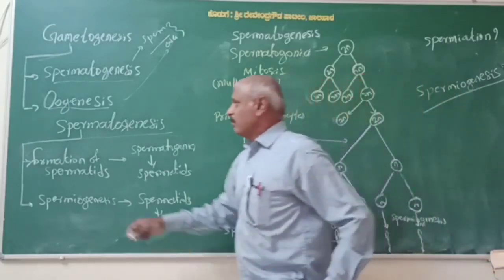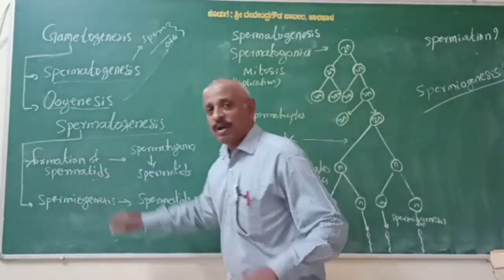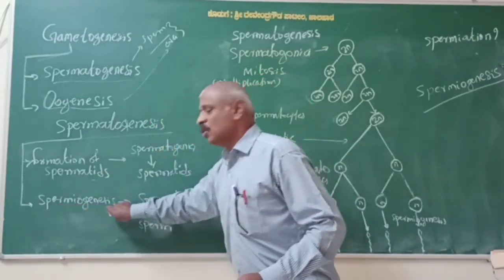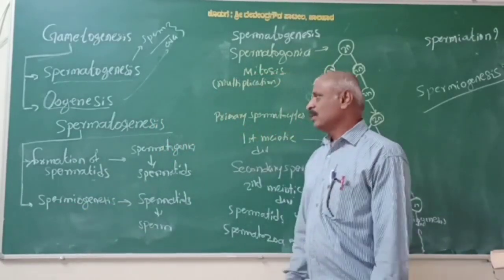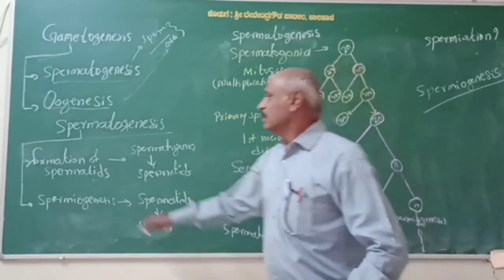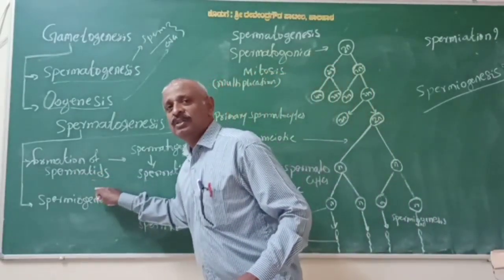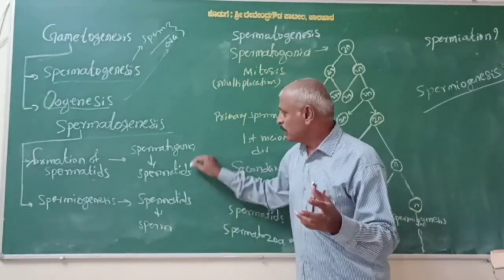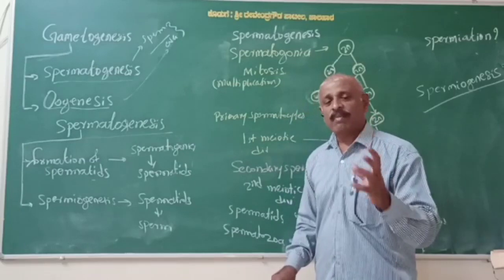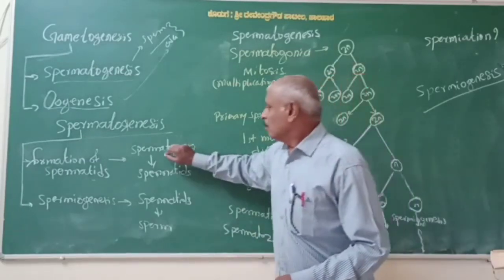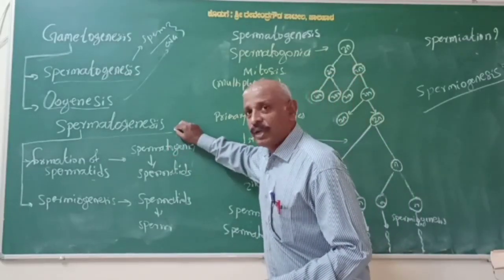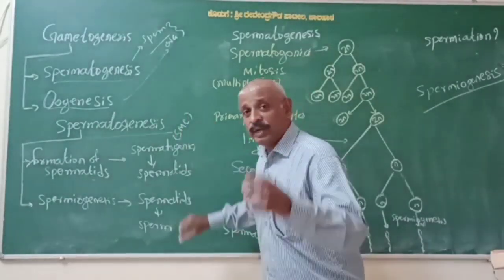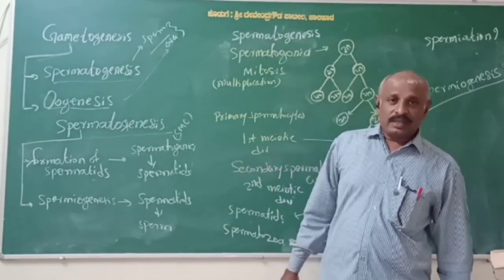The one is the formation of spermatids, and the second one is spermiogenesis. What is meant by the formation of spermatids? It's very simple. I have written here, the spermatogonia get converted into the spermatids. What is meant by spermatogonia? We say that it's a sperm mother cell. You find it in the testis.